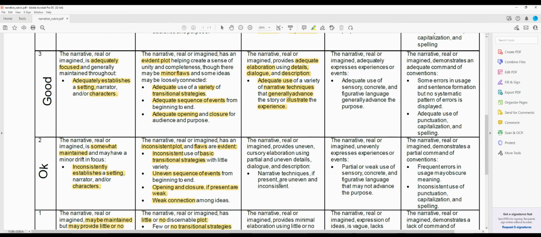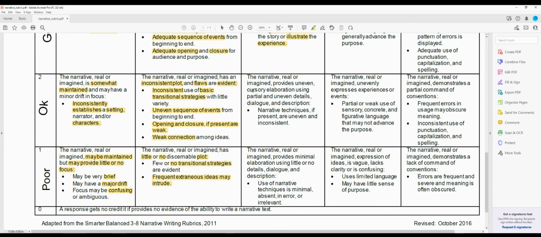Let's take a look at two papers. So this is where many of you start for your draft. The narrative, real or imagined, provides uneven cursory elaboration. So cursory means like on the outside, like it's not specific to what you're describing, using partial details, dialogue, or description. So the narrative techniques, if present, are uneven and inconsistent. If you have them, they're uneven or inconsistent. Like it's just the beginning.